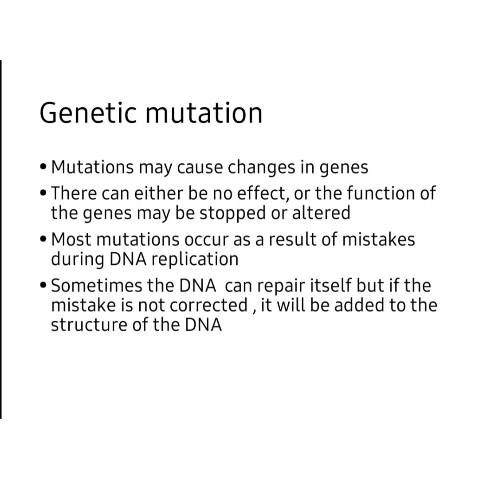Genetic mutation. Mutation may cause changes in genes. There can either be no effect or the function of the gene may be stopped. Most mutations occur as a result of mistakes during DNA replication. Sometimes the DNA can repair itself, but if the mistake is not corrected, it will be added to the structure of DNA.